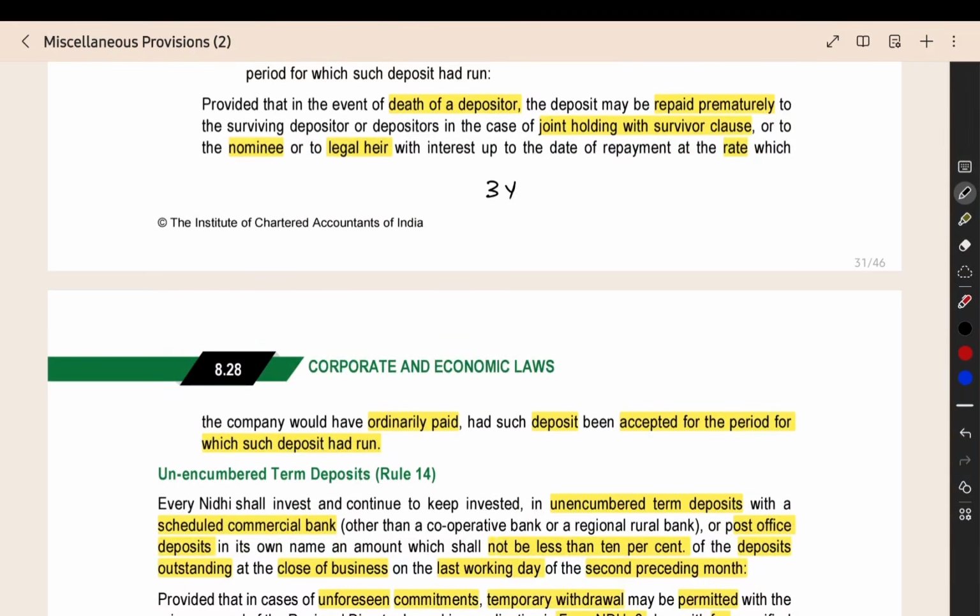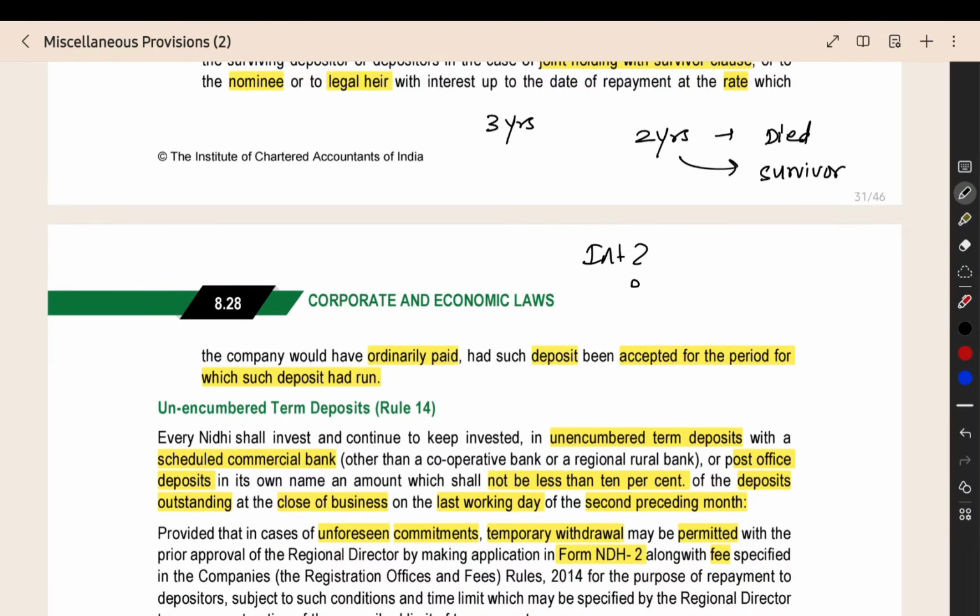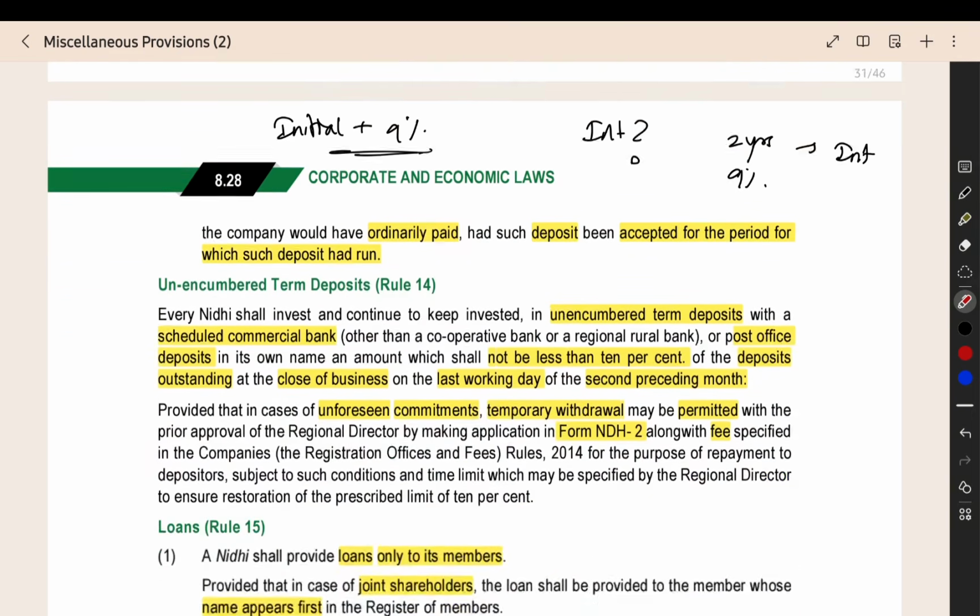No. For example, if you made the deposit initially for 3 years, and at the end of 2 years the person died, now the deposit will be given to the survivor. Now how much interest will be given? That is the question. Originally, if you made the deposit for 2 years, how much interest would have been given? Like for 3 years, the interest rate we can keep as 10%. For a 2 years deposit, the interest rate is 9%. Then they will give you the initial deposit amount, along with that 9% interest, as if originally you made the deposit for 2 years. So that point also they have given here.